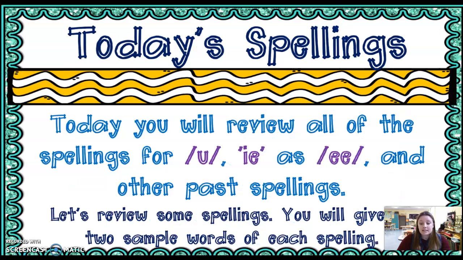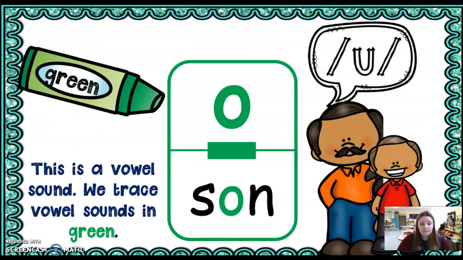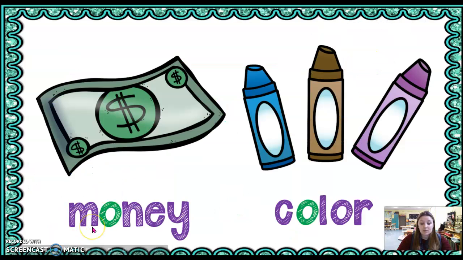Okay? Today's spellings that we're going to focus in on, we're going to talk about all the spellings for the I and E sounds, and other past spellings that we've talked about. Okay? This is a vowel sound. It's traced in green because vowel sounds let air out and green means go. This sound is /u/. Even though it's the spelling O, the sound is /u/, and this word says sun. Example words, money and color, use the letter O to say /u/.